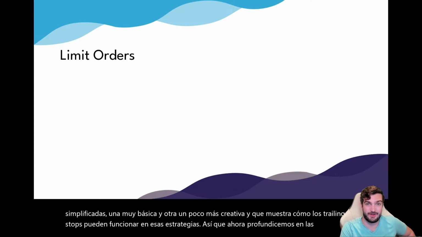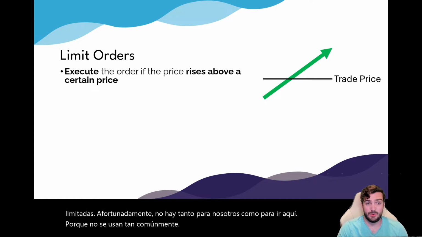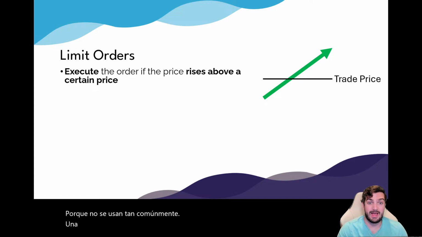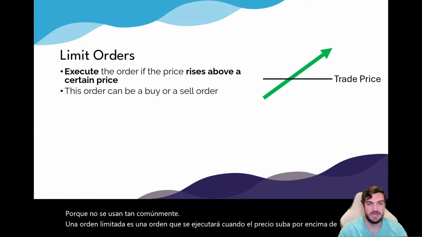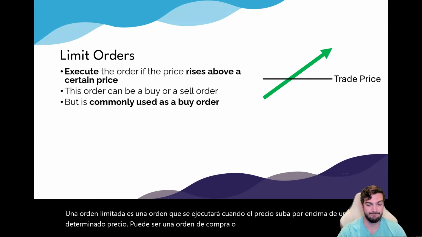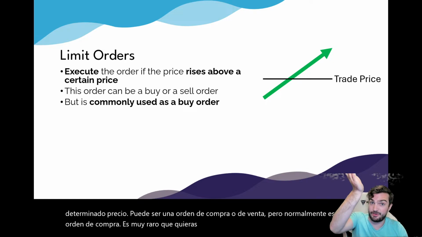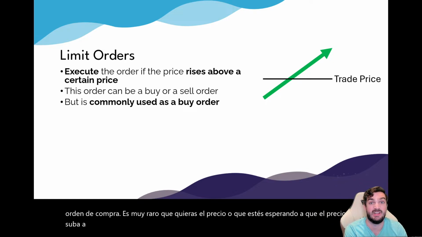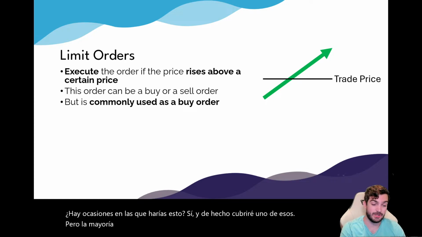Thankfully, there's not as much for us to go over here because they're not as commonly used. A limit order is an order that will execute when the price rises above a certain price. This can be a buy or a sell order, but typically is a buy order. It's very rare that you're waiting for the price to go up to a certain level and then you sell it. Are there times you would do this? Yes. And I will actually cover one of those. But most of the time, you're using this as a sign to buy a company.